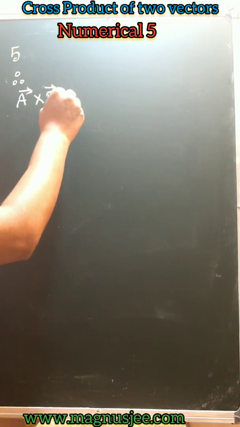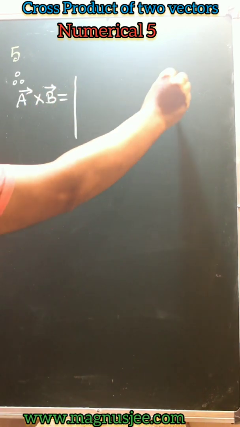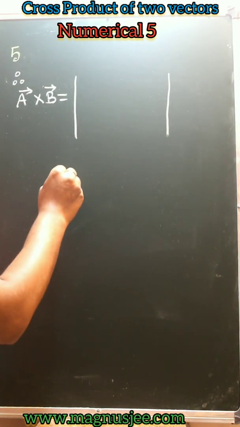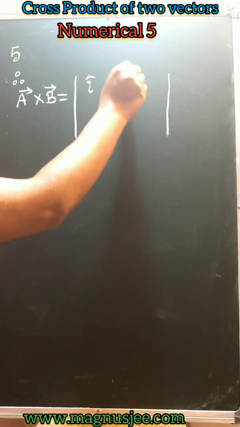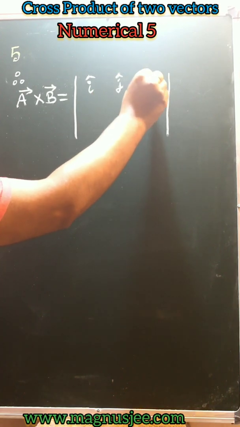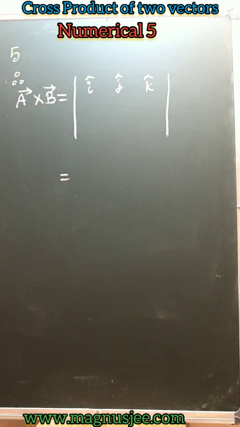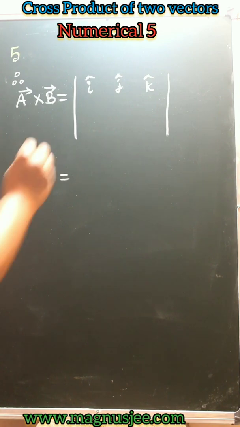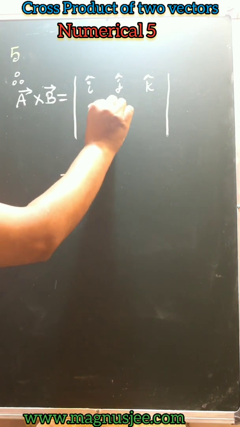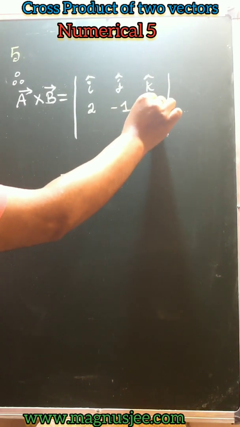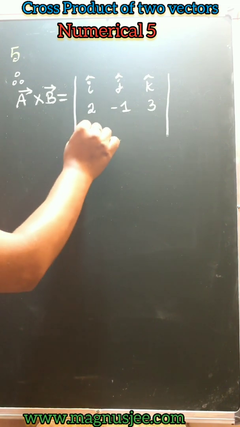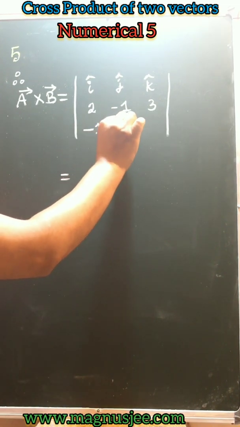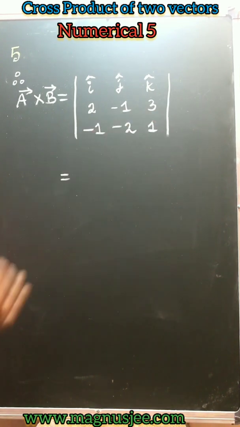Vector A cross vector B equal determinant i cap, j cap, k cap. Then as vector A comes earlier, you have to put the rectangular components of vector A, that is 2, -1, 3. Then you have to put the rectangular components of vector B, -1, -2, 1.